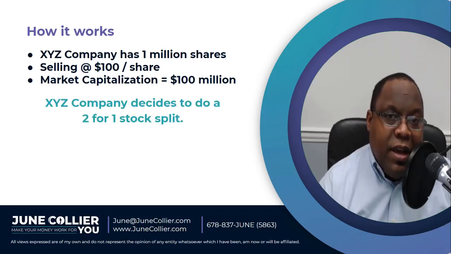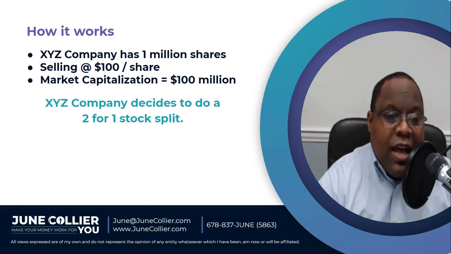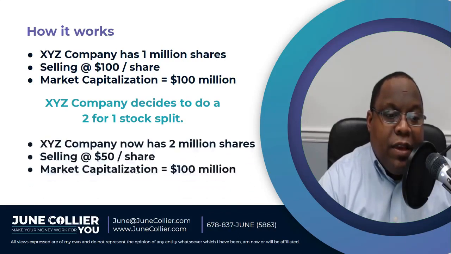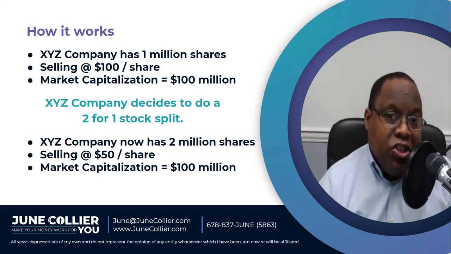But then the company, XYZ, decides to do a 2-for-1 stock split. What does that mean? That means that they are now going to double their shares. For every share that a person has, they're going to add another share. So a 2-for-1 stock split. So here's what happens in the company. The company now, instead of having 1 million shares, they have 2 million shares.